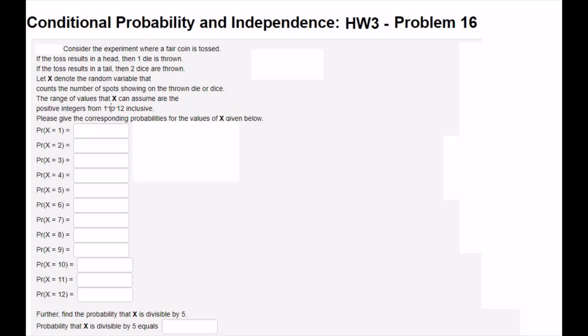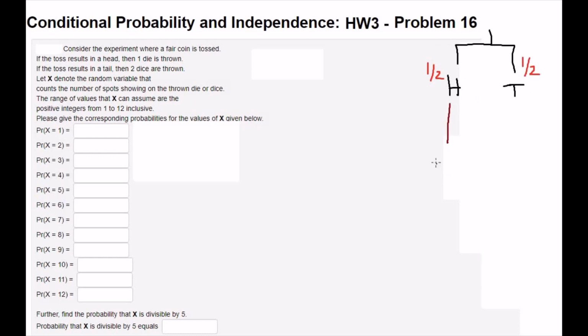The range of the values that x can assume are the positive integers from 1 to 12 inclusive. So according to this information, we are going to compute the probability that x can take the value 1 through 12. Before that, let's try to understand the question in this diagram. First, we are throwing a coin. It is either head or tail, which is 50% chance one of them.